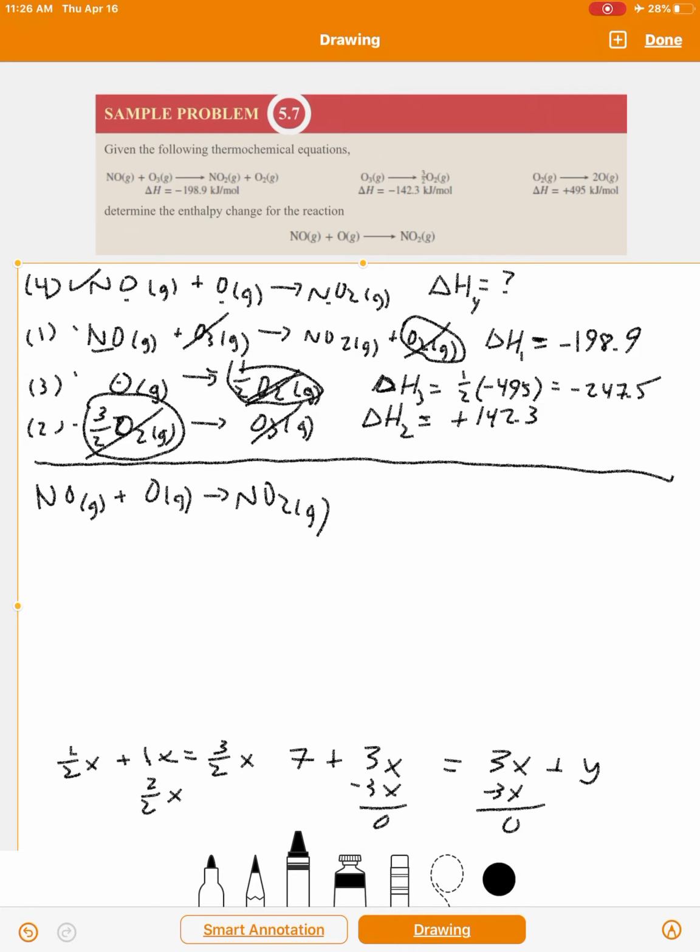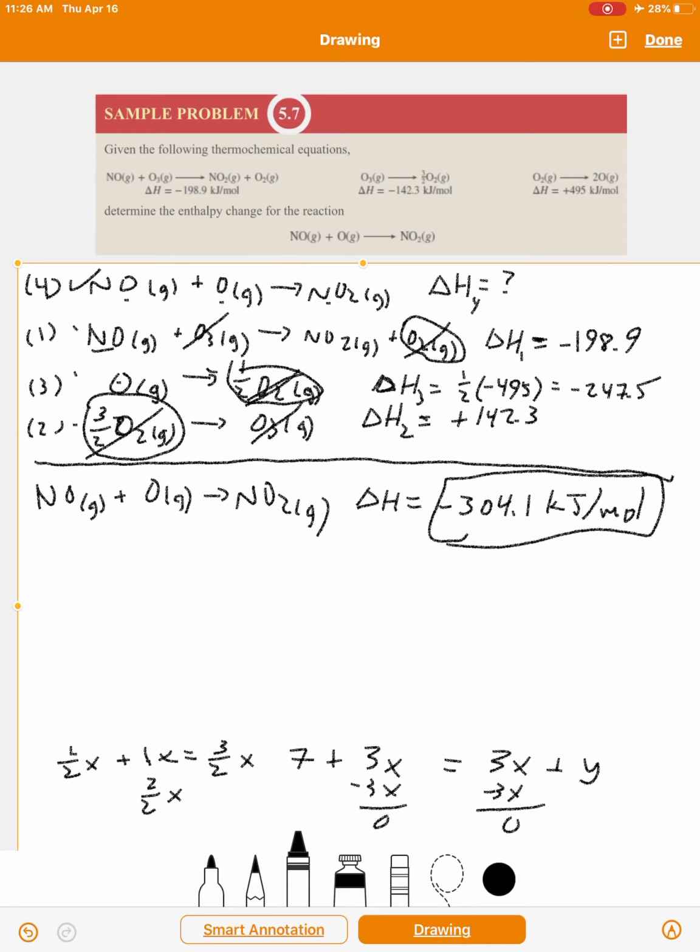And we're going to add that to 247.5. But that's also a negative number. And then we're going to add that to 142.3, but that's a positive number, and you get negative 304.1 kilojoules per mole.